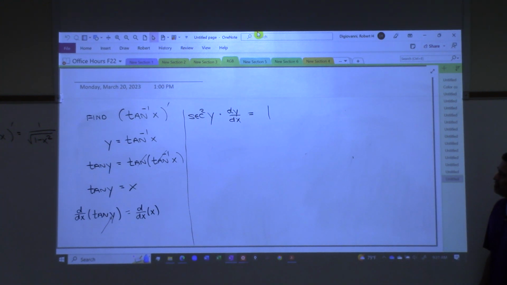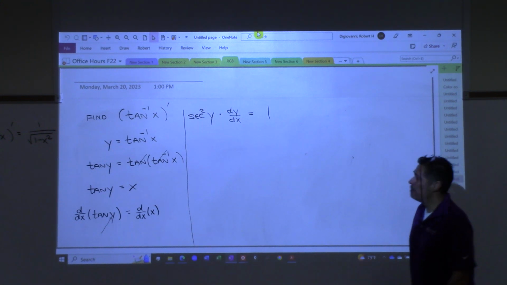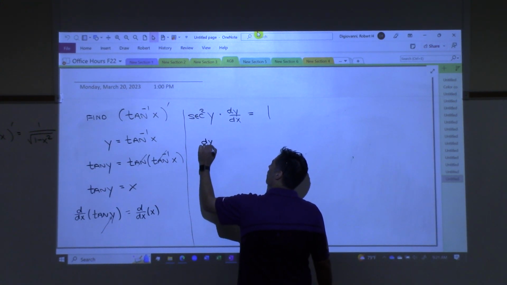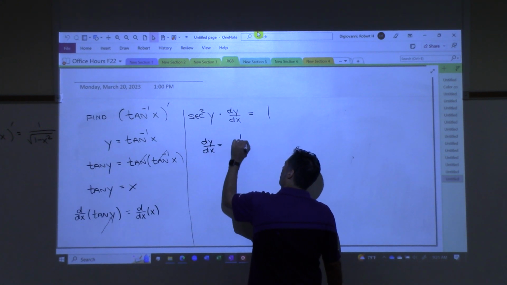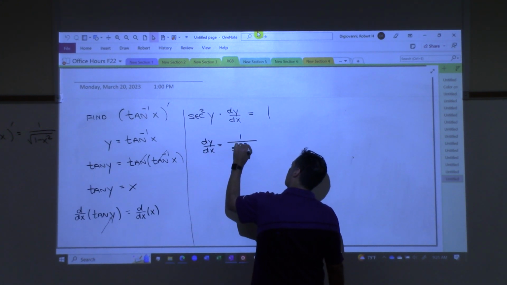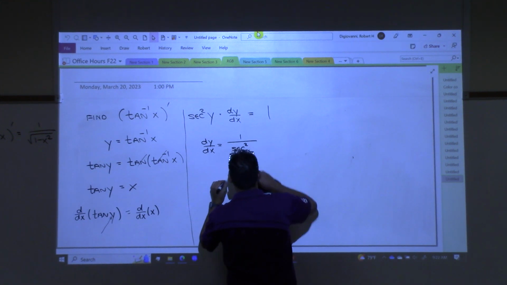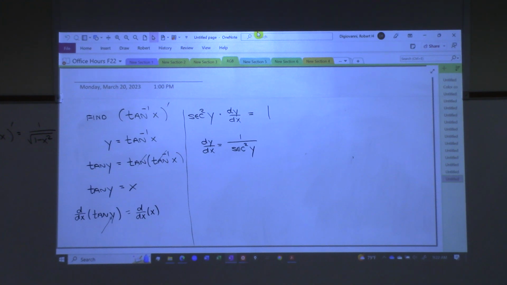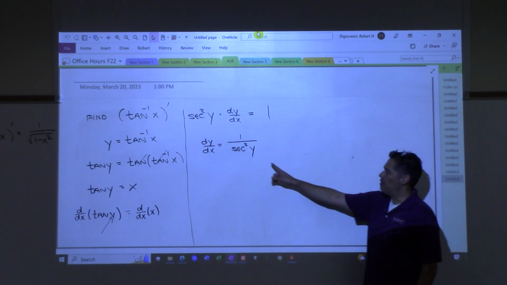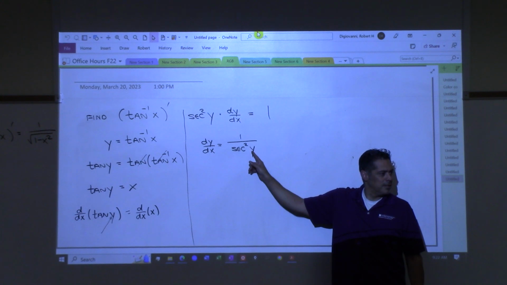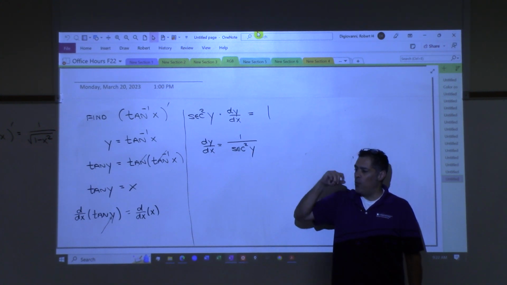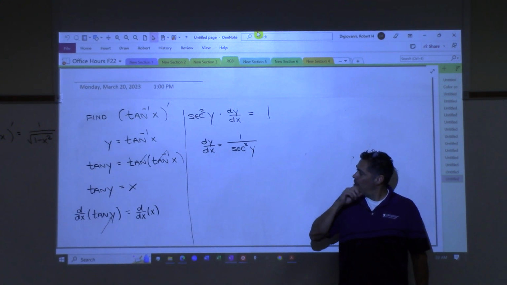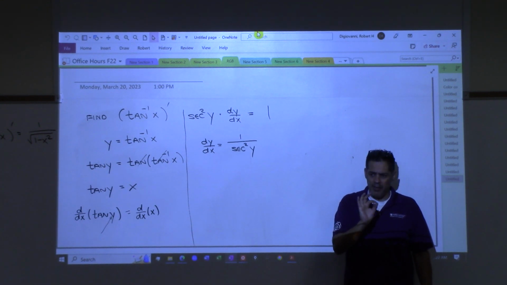Okay, get dy dx by itself on one side. So divide both sides by secant squared. One over secant squared y. I almost put x. Look at our answer. It has y in it again, doesn't it? Okay, it has y. I want it to have x. So the squared is a little bit of an issue.